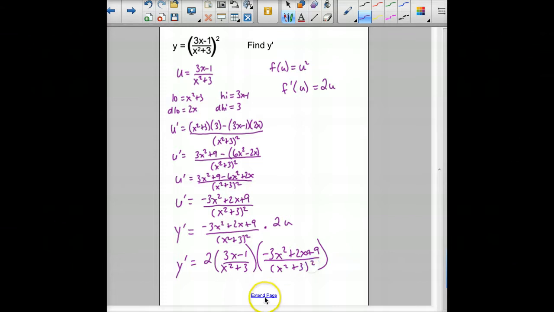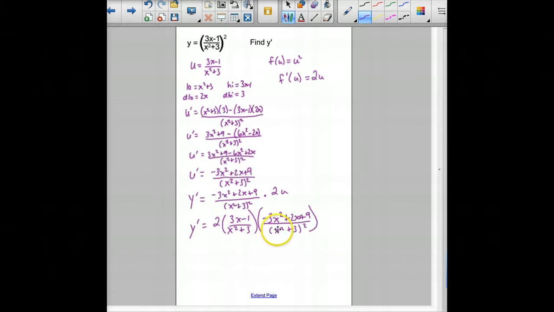Okay, I lied, it's not the final answer. Something that we can do that's obvious here is multiply the denominator together. So we'll have 2 times 3x minus 1 times negative 3x squared plus 2x plus 9, all over x squared plus 3 to the third power, just multiplying straight across. X squared plus 3 to the first times x squared plus 3 to the second would be x squared plus 3 to the third. So that's our final answer.